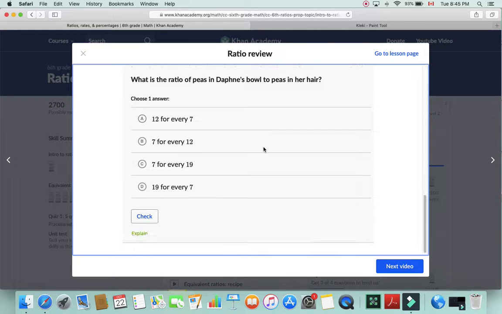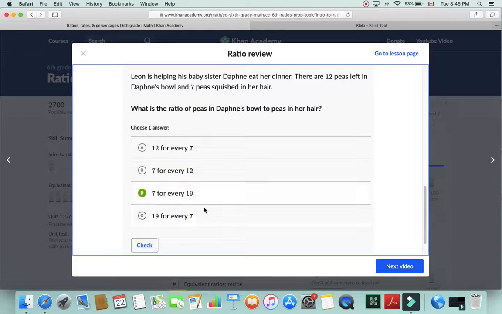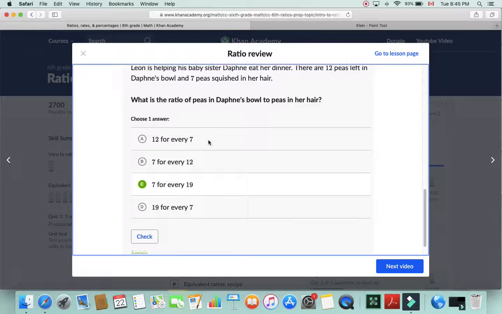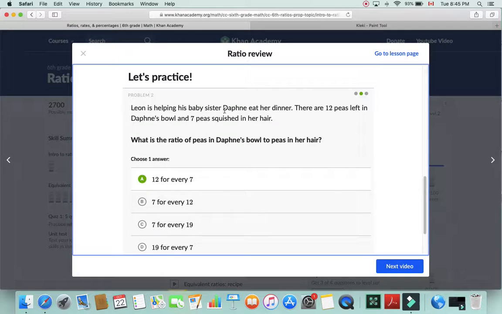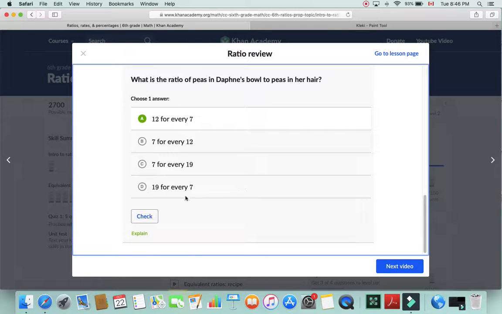So basically, these 2 answers can't be C or D because those numbers aren't even in the question, so they can't be the answer. Okay, so it says Daphne's bowl, so there's 12, and 7 in her hair, so it's 12 for every 7. Check.